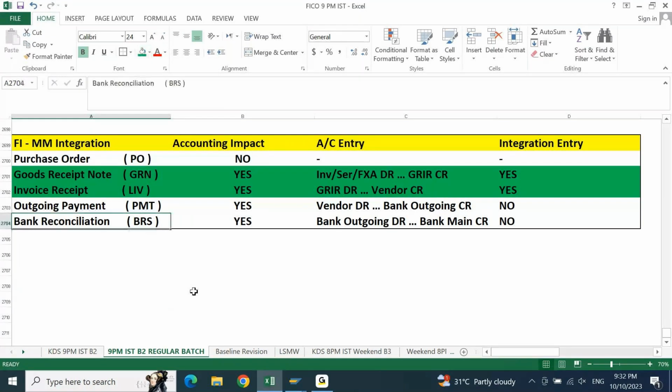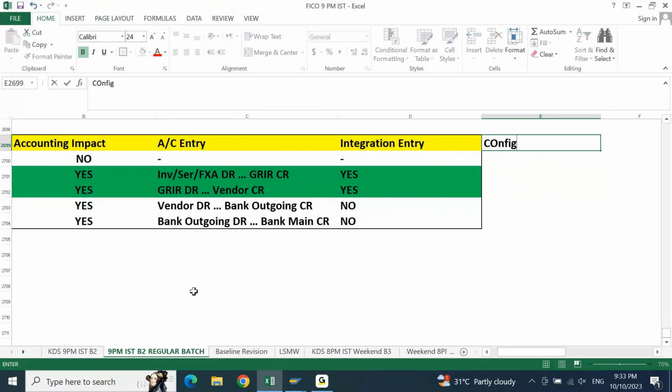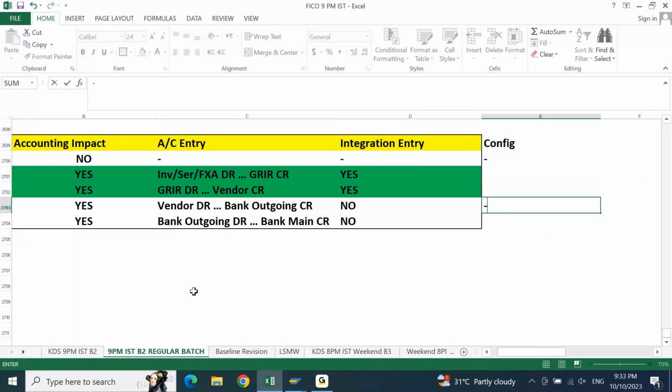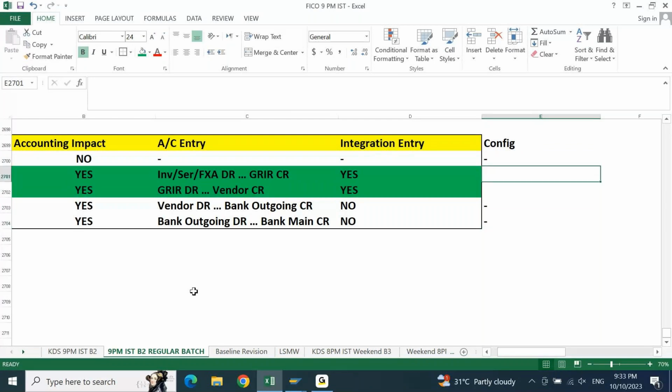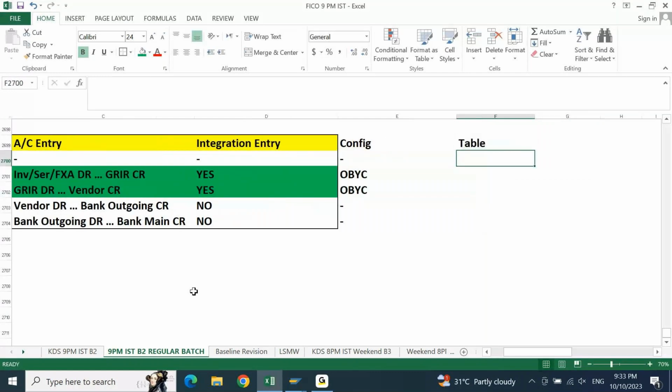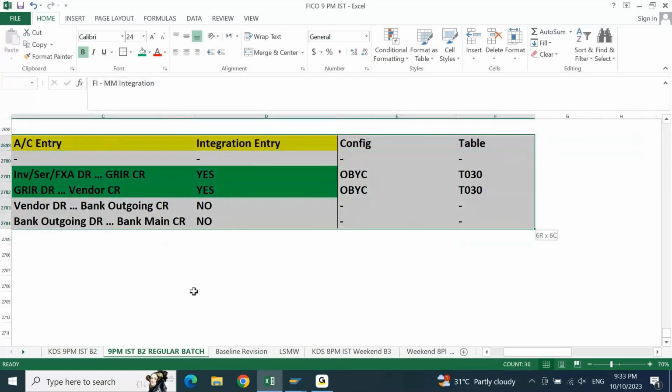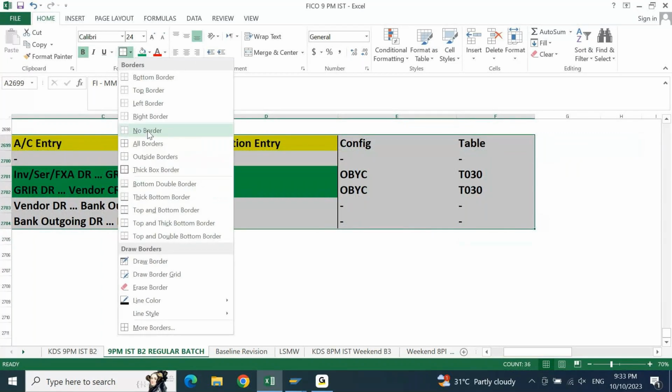Only these 2 points are related to integration. The remaining points are not related to integration. Now, config: there's nothing, no config for this, no config for this. This is your OBYC, this is also OBYC. Table: no table. This is your T030, T030, no table, no table.